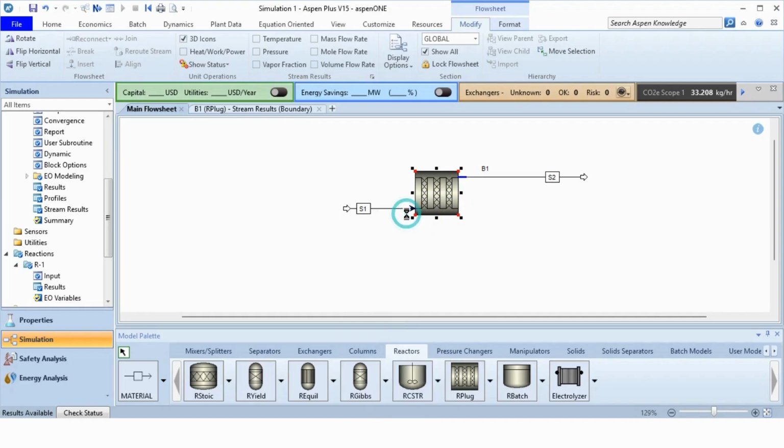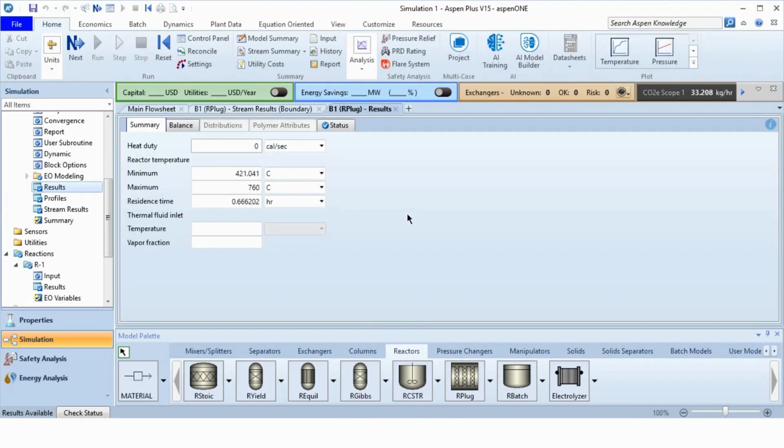If we go to the reactor results, we can see that the minimum reactor temperature is 421 degrees centigrade, while the maximum reactor temperature is 760 degrees centigrade. The residence time is 0.666 hours. So that was all about how to simulate a reactor for the cracking example. And that is how you simulate an adiabatic PFR for acetone cracking in Aspen Plus.